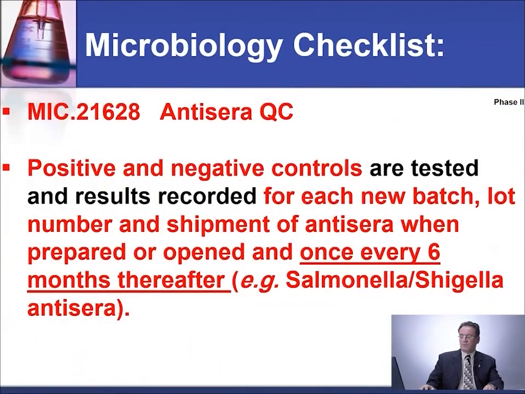In MICRO.21628, anti-serum QC, you need a positive and negative control for each new batch, lot number, and shipment of anti-sera when prepared or opened, and every 6 months thereafter.